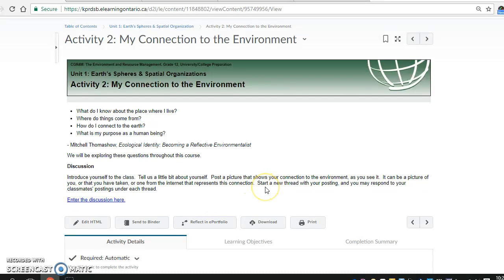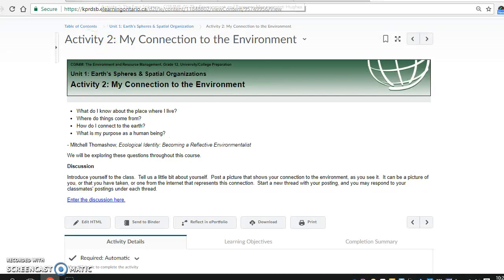Post a picture that shows your connection to the environment as you see it, and then just some questions to think about as you're posting a little bit about yourself. What do you know about the place you live, and so on. You can just read through these. If you wish to reply to any of your classmates' postings, that would be great.